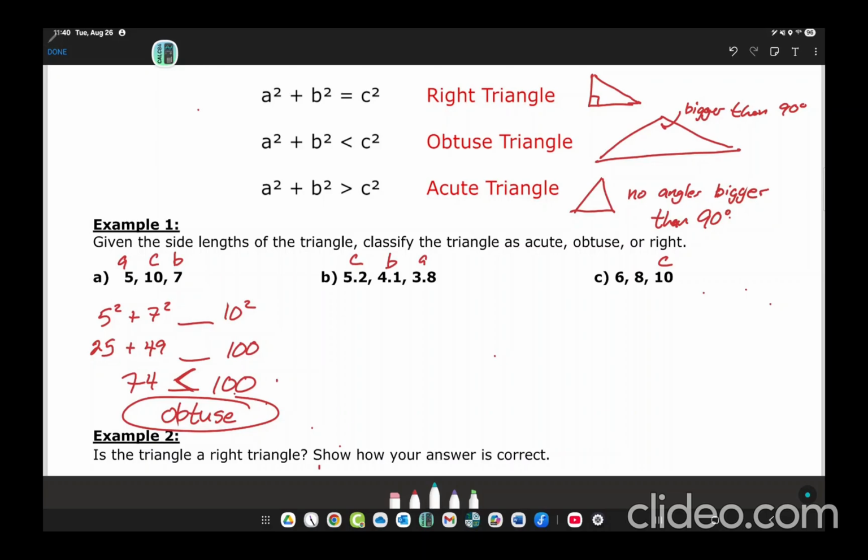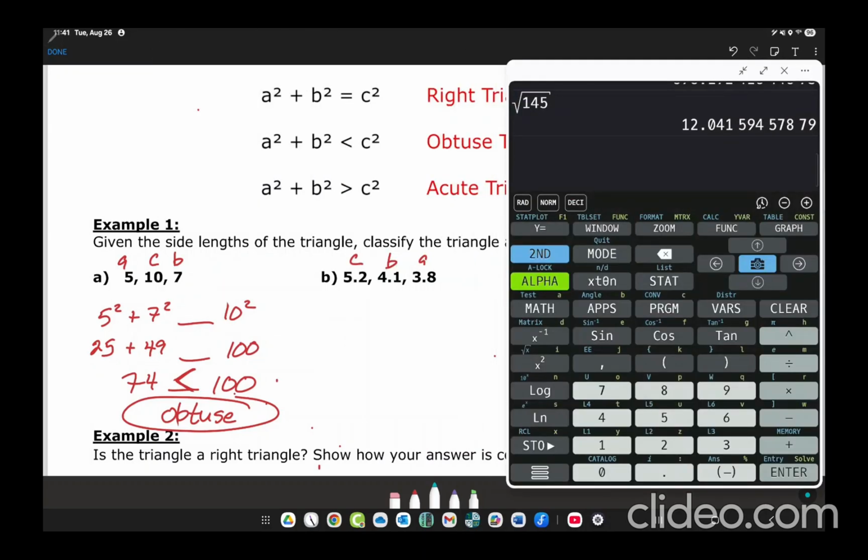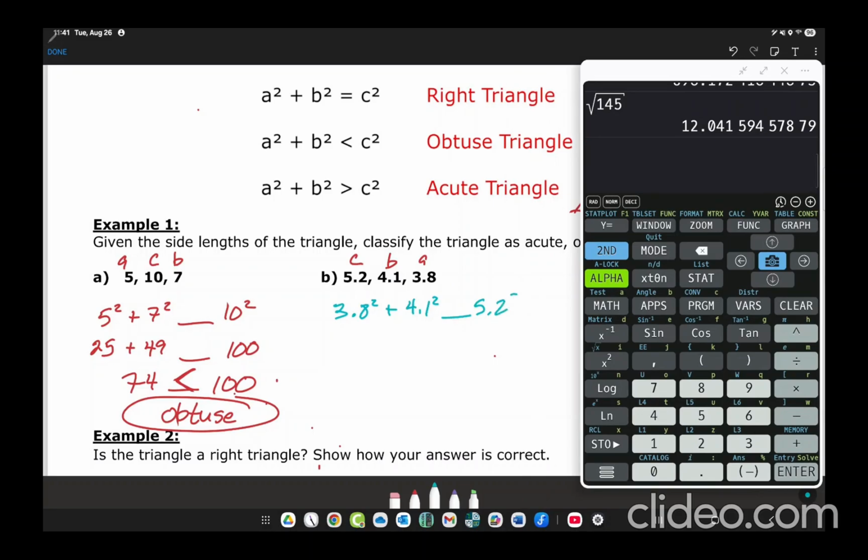Now, I'm going to break out the calculator for this because I don't know what these are. Here we have 3.8 squared plus 4.1 squared, and we have 5.2. All right. So 3.8 squared is 14.44. 4.1 squared is 16.81. 5.2 squared is 27.04.